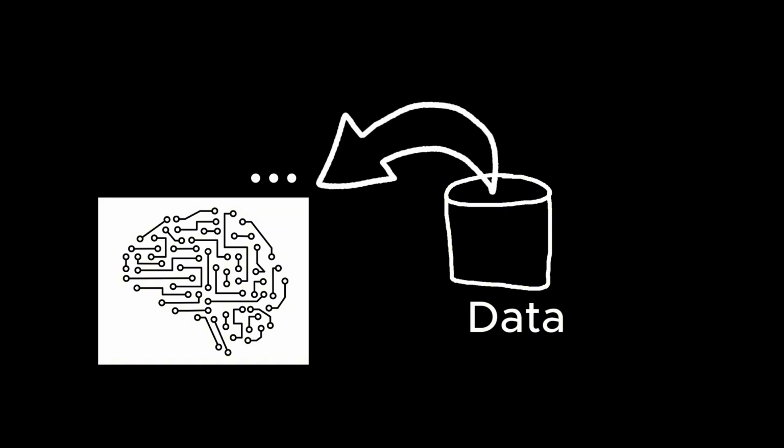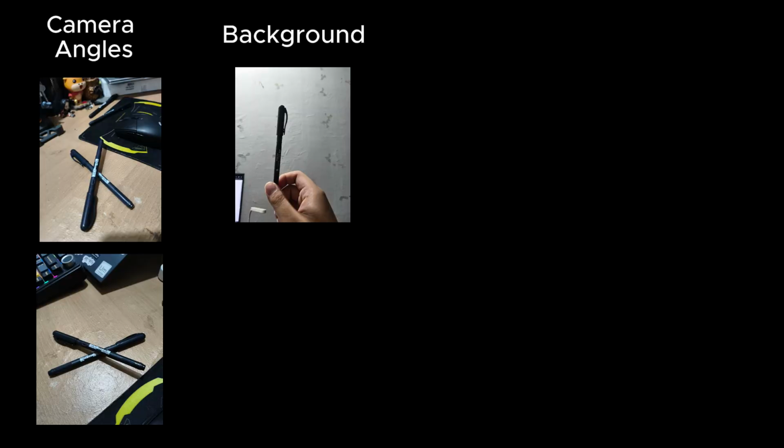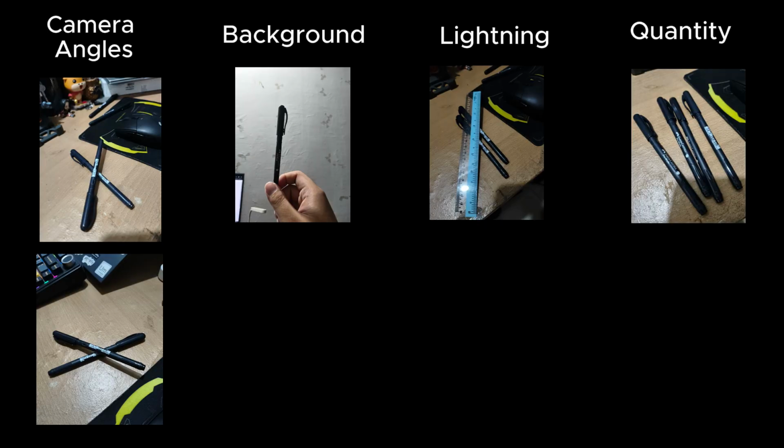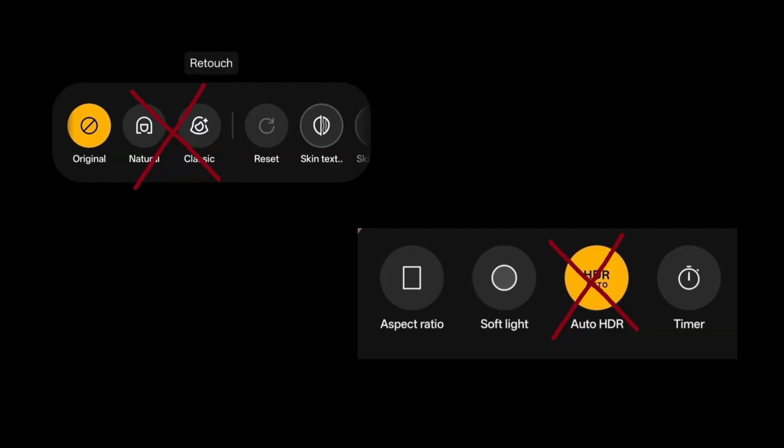In order to create our own AI model, we need data for the AI model to learn, to train, right? Therefore, we need to collect the data. As a general rule of thumb, I normally collect the data in different camera angles, different backgrounds, different lighting, or even different quantities. But please make sure that you turn off camera settings like the AI enhancement and also the HDR. We just need the plain original image.